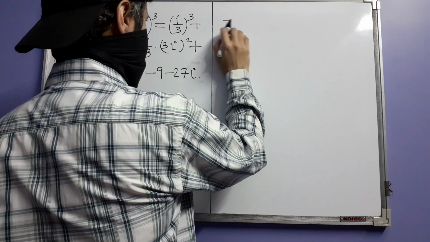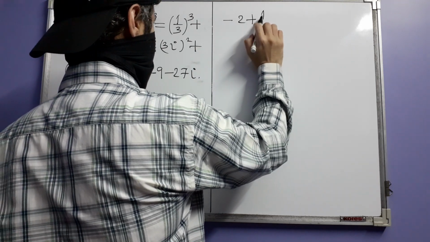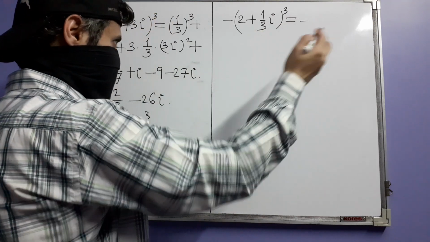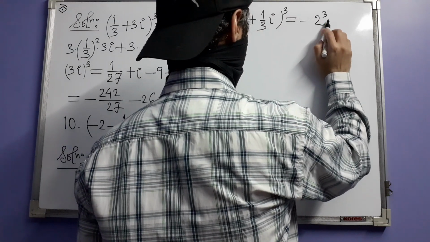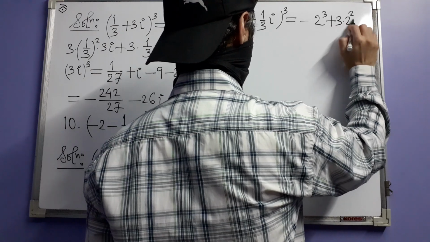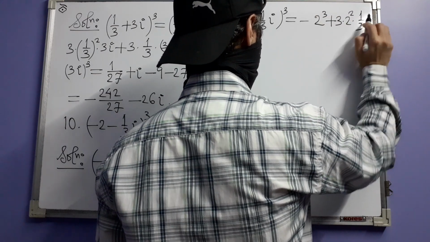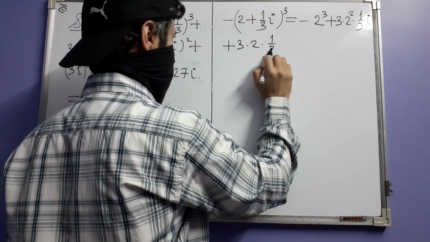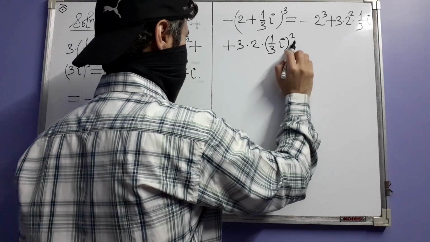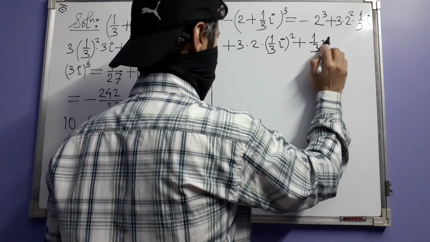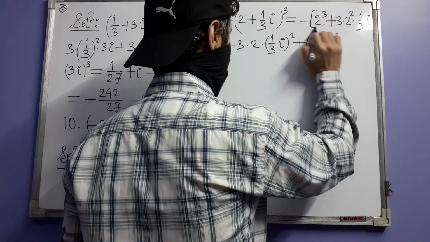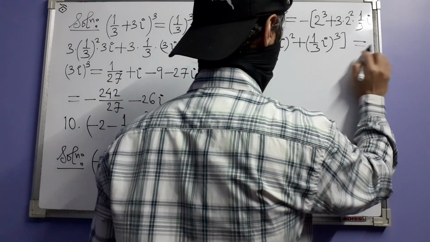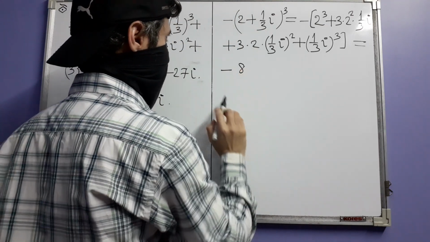And after doing that, you have this: 2 plus 1 over 3i, cubed. So now you apply your formula. 2 cubed plus 3 times 2 squared times 1 over 3i plus 3 times 2 times i divided by 3 squared plus this cubed. Don't forget the outermost set of brackets, because there is a minus. So that means minus 8.